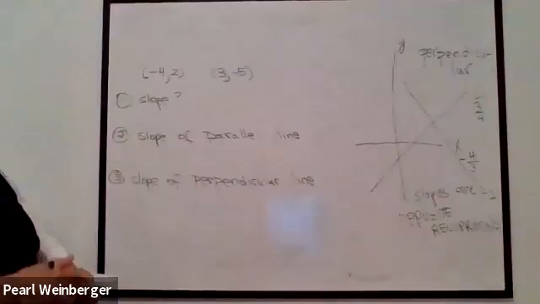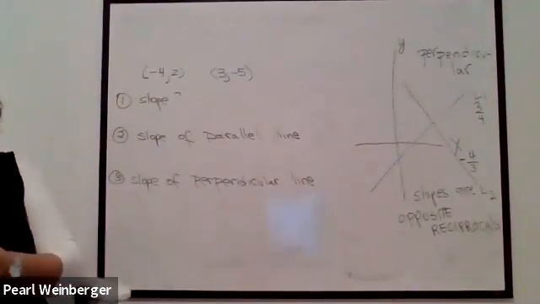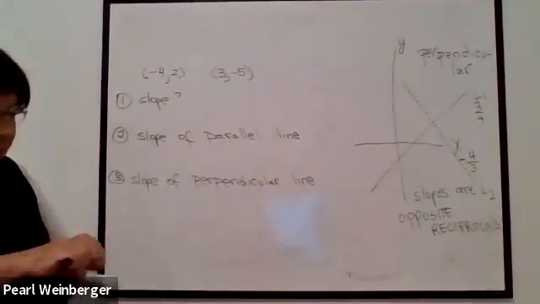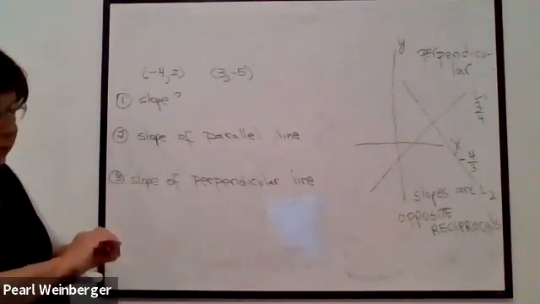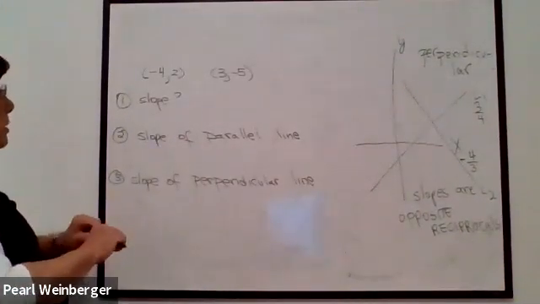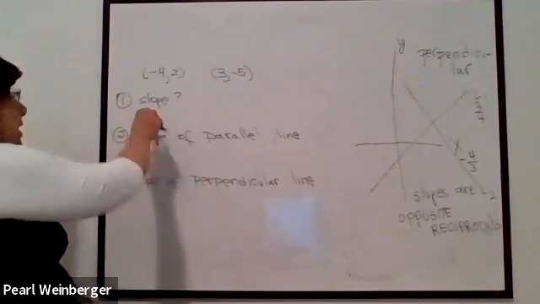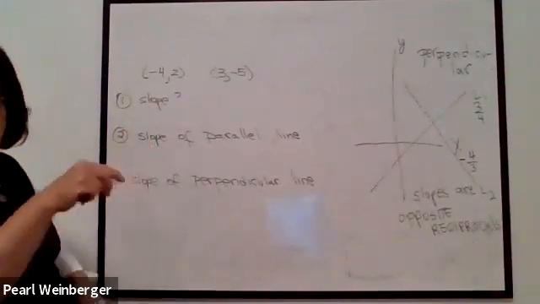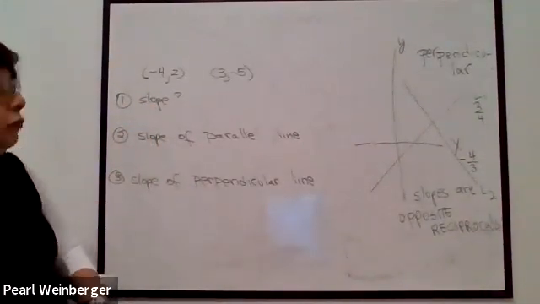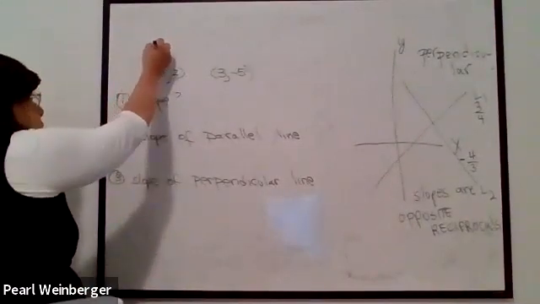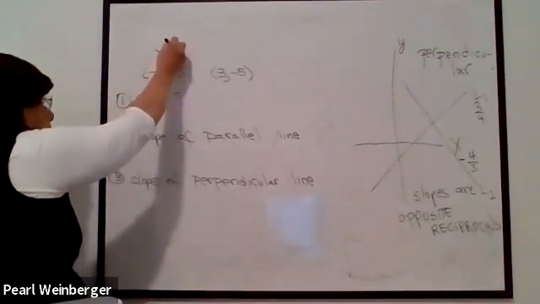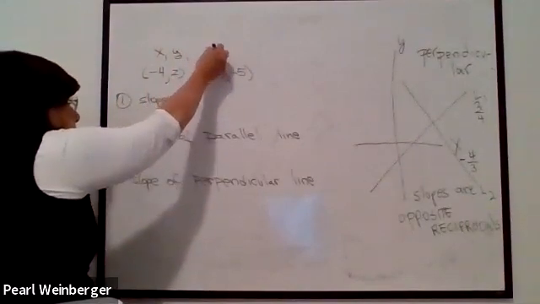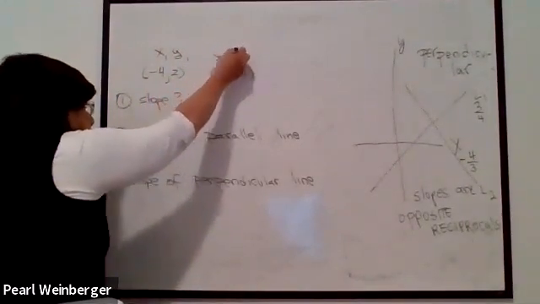Okay, a bunch of people have started giving me answers, so let's work on this together. The answers did look at least partially right. To find the slope, what we want to do is use our slope formula. Here's our x1 and our y1. Here's our x2 and our y2.